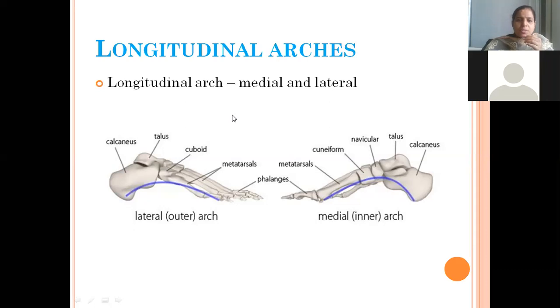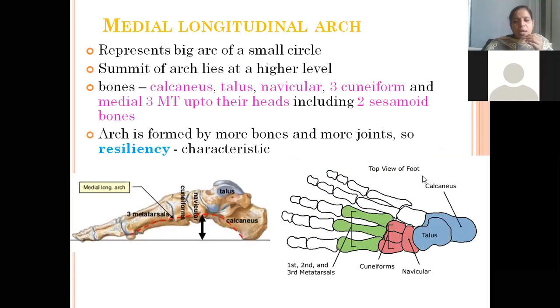Okay, so that's how when you see from the medial aspect you call it medial longitudinal arch. When you see from the little toe aspect you call it lateral longitudinal arch. Now coming to medial longitudinal arch, this one represents a big arch. When you just draw a circle, it looks like a part of a circle, a big arc of a small circle.